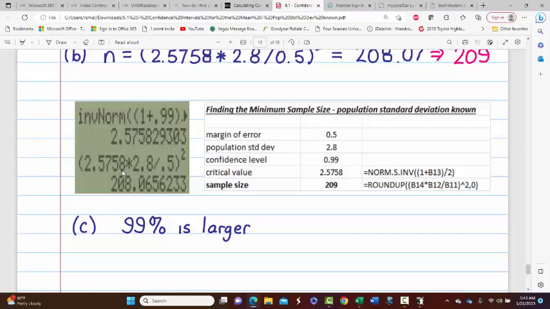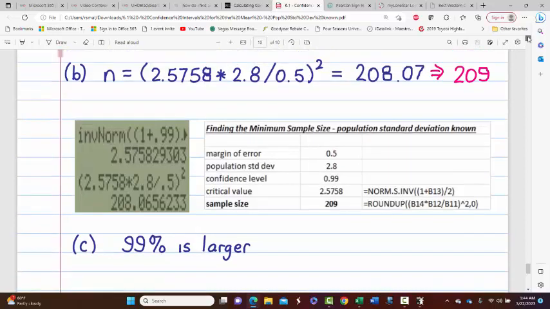Guess I left it at 4. That's fine. Shouldn't affect too much there. Times 2.8 divided by 0.5 squared. Everything else was the same. 208.06, which you would round up to 209 right here.